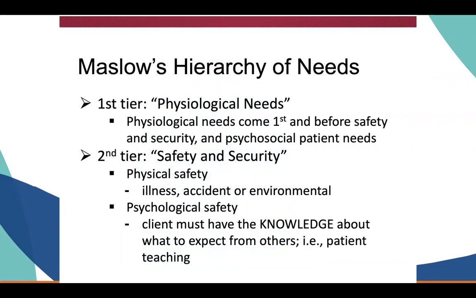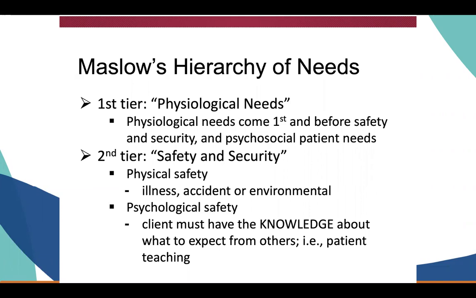Physiological needs are in the first tier and come before safety and security. Examples of physiological needs are food, water, sleep, or pain. When a physiological need is not addressed in the question, look for the option that addresses the second tier, safety and security. The second tier, safety and security, can be both physical and psychological. Physical safety can be related to an illness, accident, or an environmental threat. To be psychologically safe, the client must have the knowledge about what to expect from others.